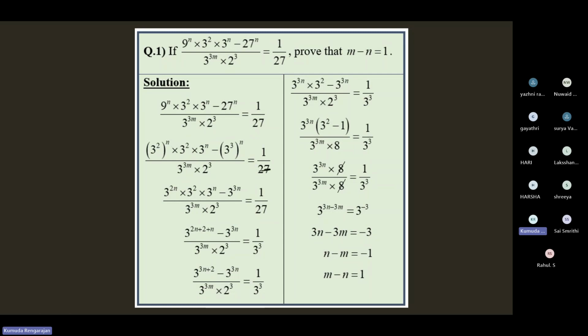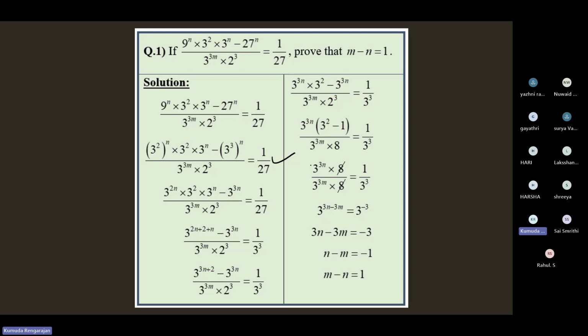You can also write 27 at this point as 3 cubed. That's also fine. So basically in this step, we have written the composite numbers using their prime factors. 9 is composite, so we write that as 3 square. 27 is composite, so we write that as 3 cubed. This is the given equation, and here we have written the composite numbers using their prime factors.